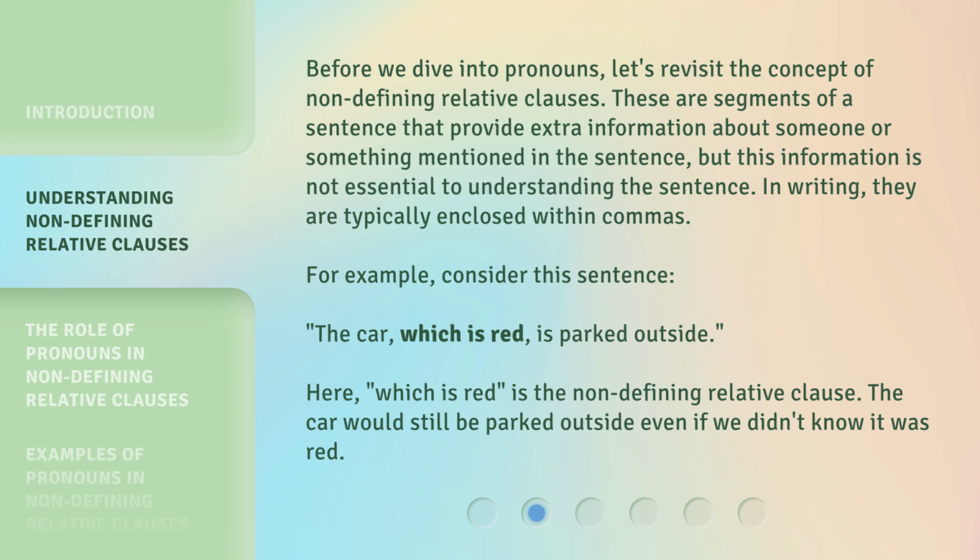For example, consider this sentence. The car, which is red, is parked outside. Here, which is red, is the non-defining relative clause. The car would still be parked outside even if we didn't know it was red.